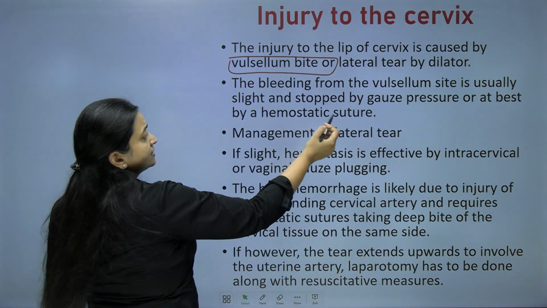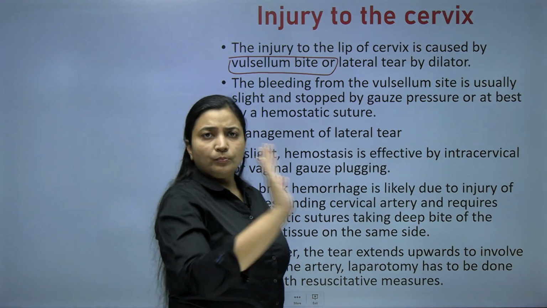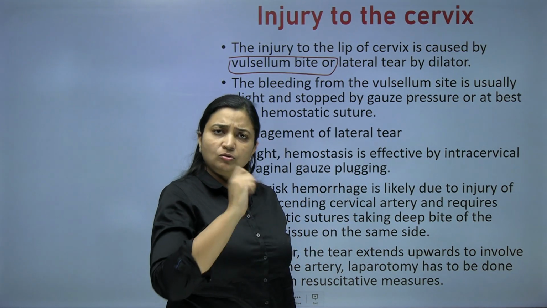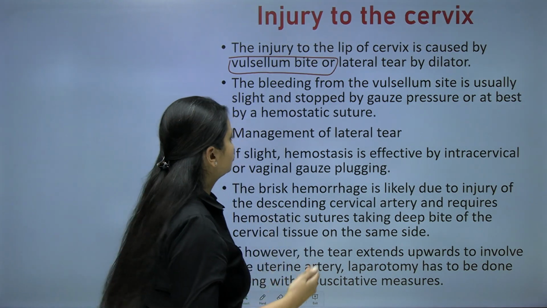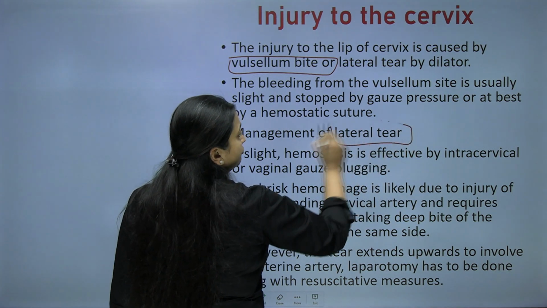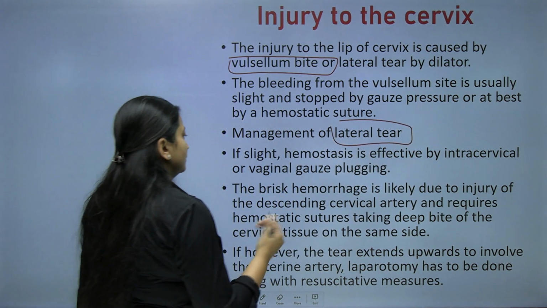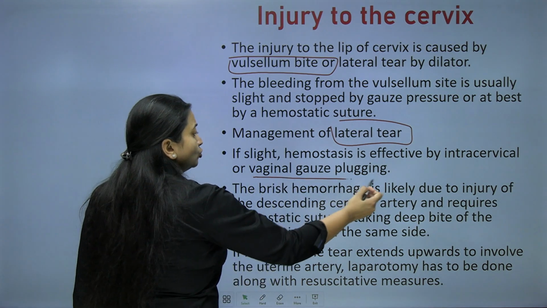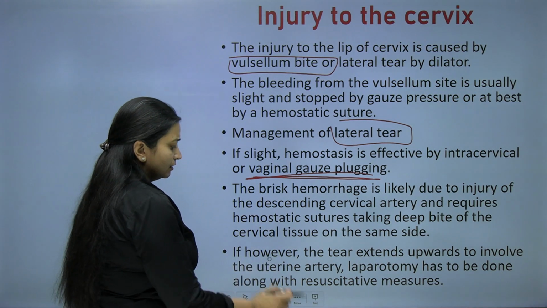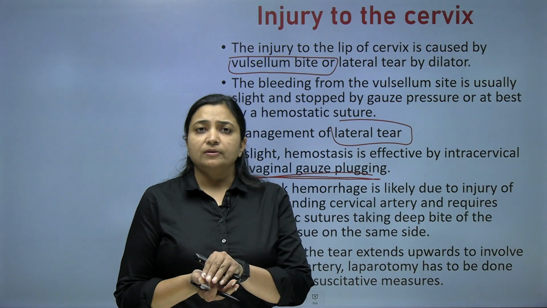The bleeding from the vulsellum site is usually slight and it stops by pressure. You keep a gauze piece, give some pressure, it stops. But if it does not, you can take a suture, a hemostatic suture. But a tear is a very problematic thing. If you have torn something because of your forceful dilatation, then first do pressure. Whatever uterine bleeding, uterus is a very friendly organ. It manages itself, but you have to give pressure.